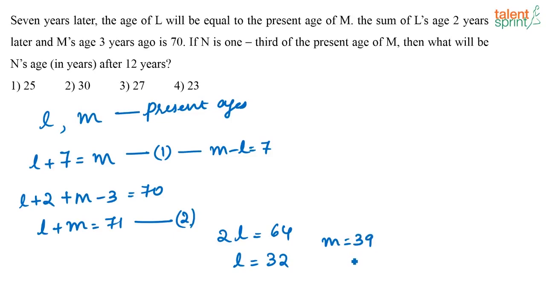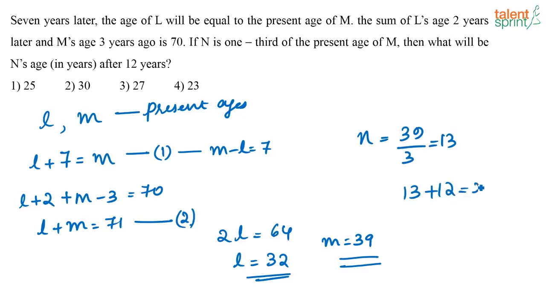So I have got L and M. Now what are they asking? What will be N's age 12 years after? And they have also given here that N is 1/3 of the present age of M. So what is M's present age? M is 39. So what is the present age of N? 39 by 3, which is equal to 13. So after 12 years, what will be N's age? 13 plus 12, 25.